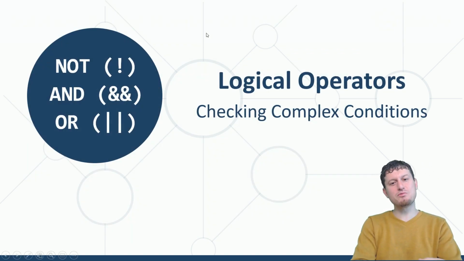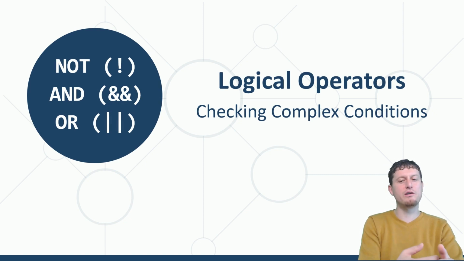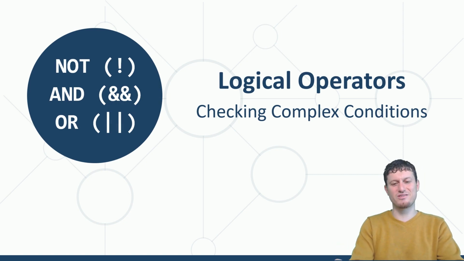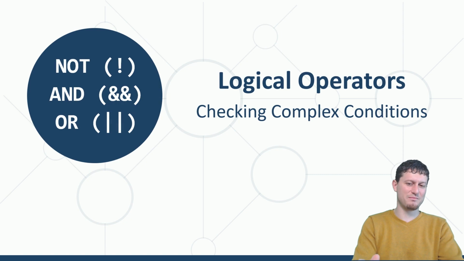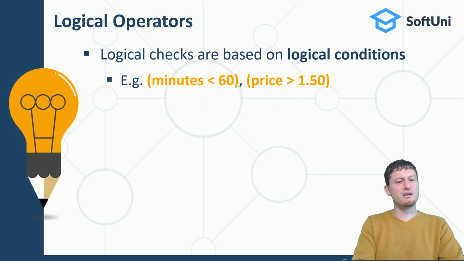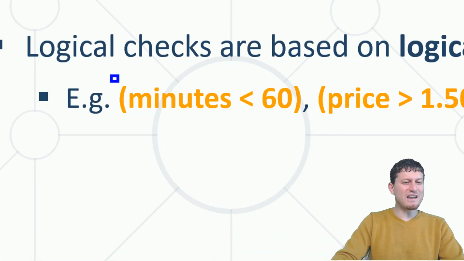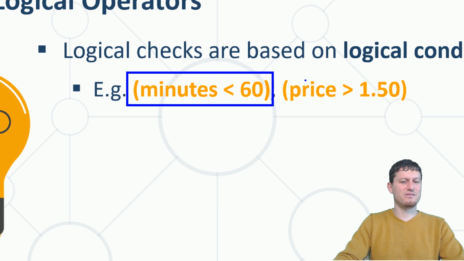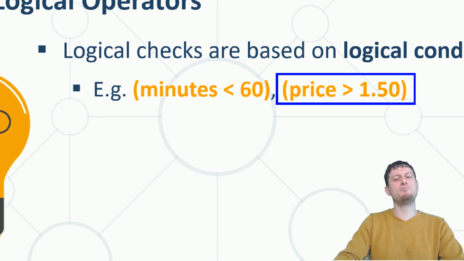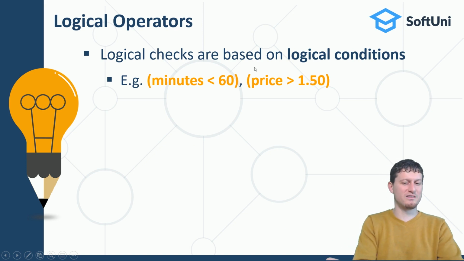Okay, let's go ahead with the so-called logical operators. These are the not, and, or operators, which allow us to build more complex conditional statements, more complex conditional statement logic, to check more complex conditions. Sometimes we often use logical conditions, things like check whether the minutes are less than 60, or check if the price is bigger than 1.50. This is called a logical check or logical condition.